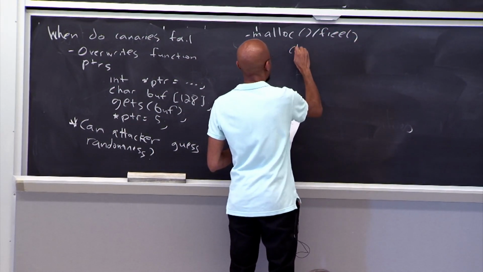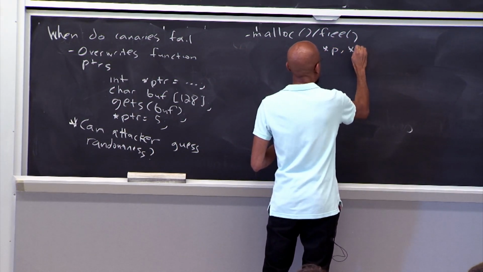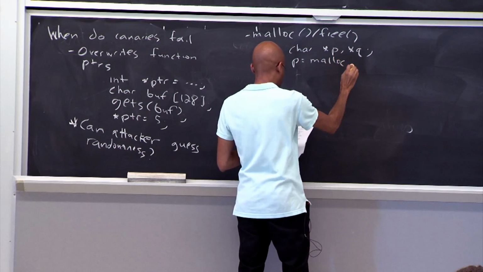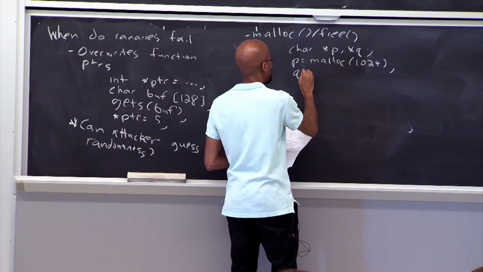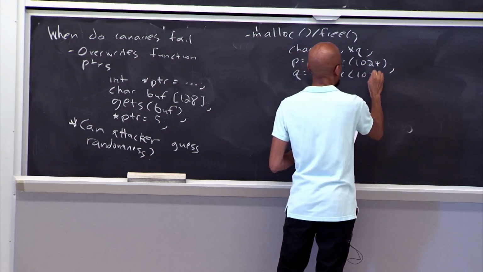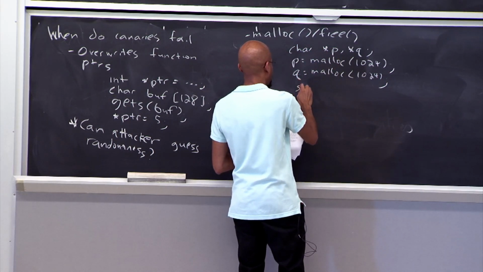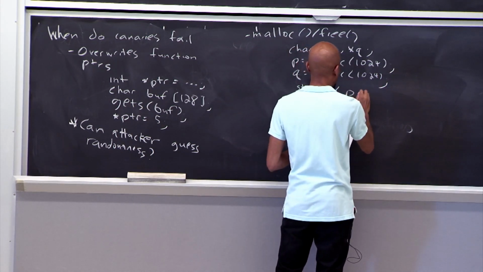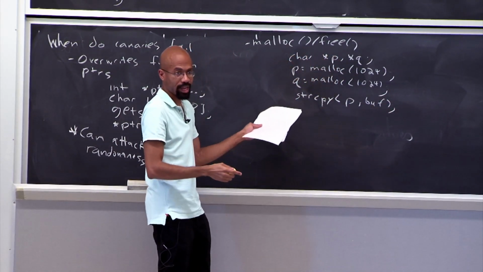So imagine that you have two pointers here, P and Q. And then imagine that we issue mallocs for both of these. We give P 1024 bytes of memory. We also give Q 1024 bytes of memory. And then let's say that we do a strcpy on P from some buffer that's controlled by the attacker. Okay, so here's where the overflow happens.